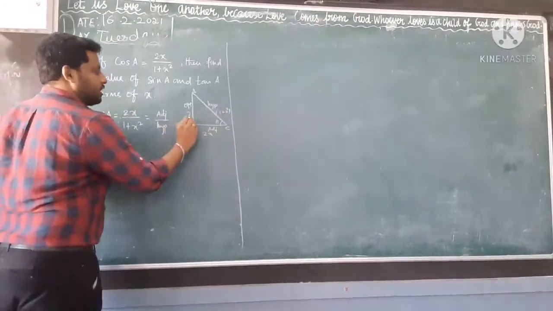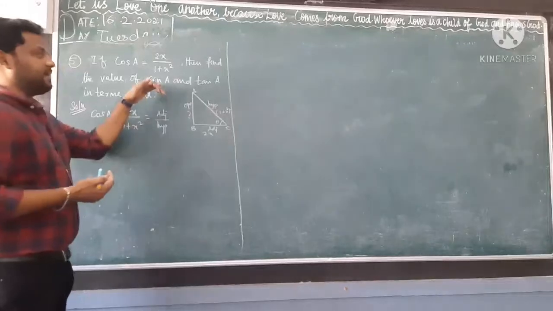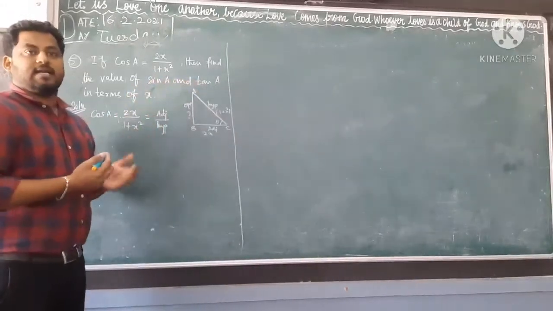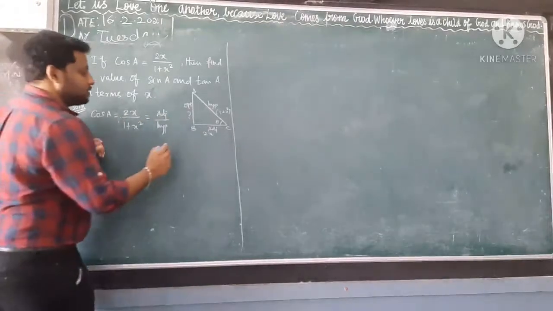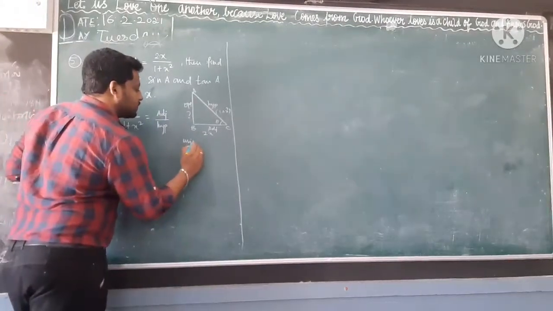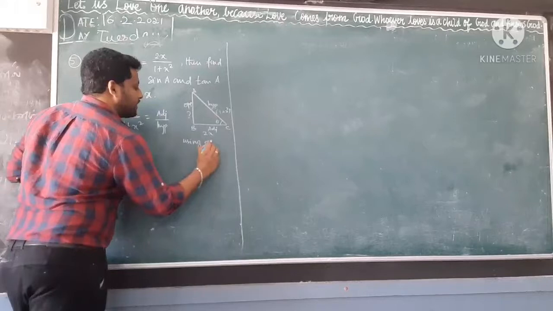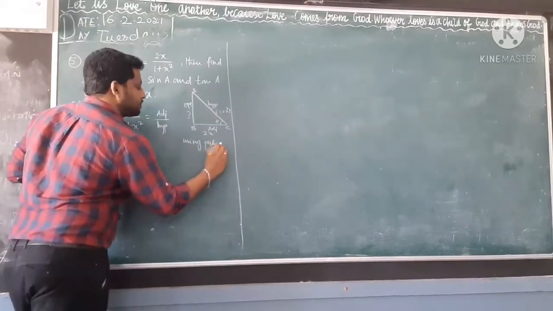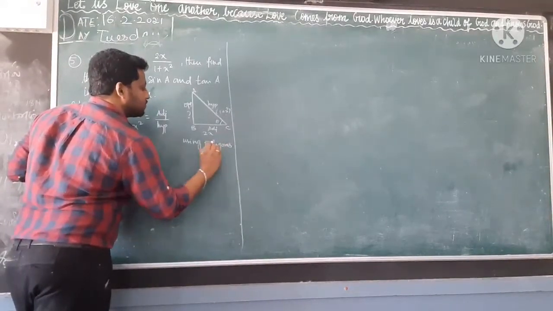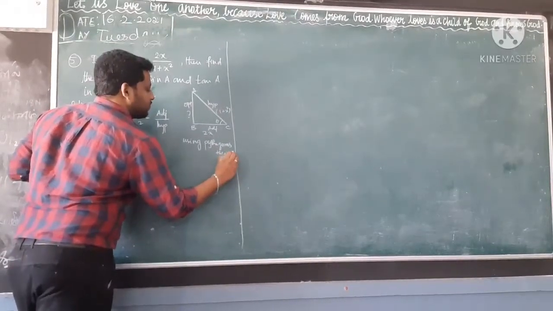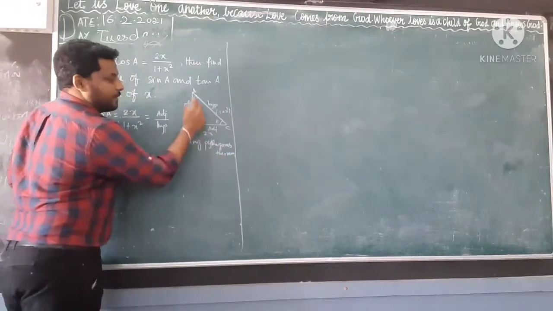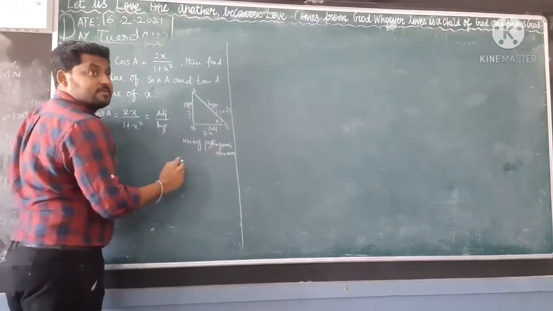We have to find out the opposite value, then only we can write the value of sin A and tan A. First we have to find out the opposite value using Pythagoras theorem. What is the Pythagoras theorem?